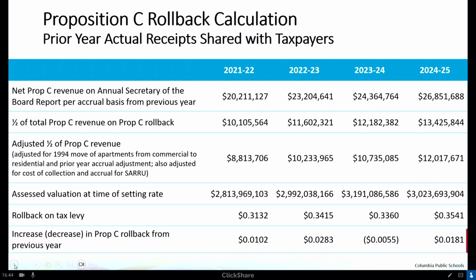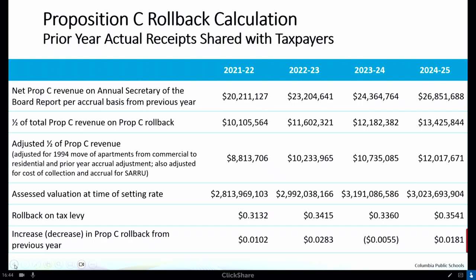And when this law went into effect, there are some adjustments that are made because of some apartments that went from commercial to residential, and also because of our state railroad and utility taxes that are in there. So we reduced that 13.5 million to 12 million, but still, again, 12 million, a significant number to reduce our levy. So we're reducing it by that.